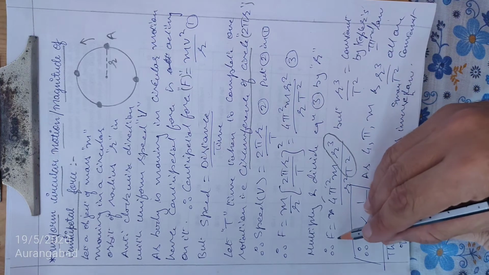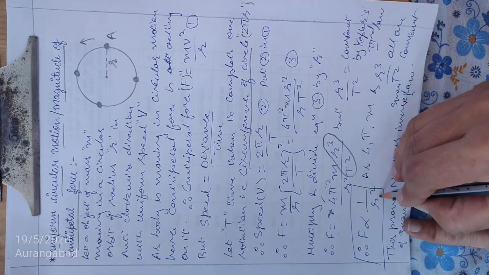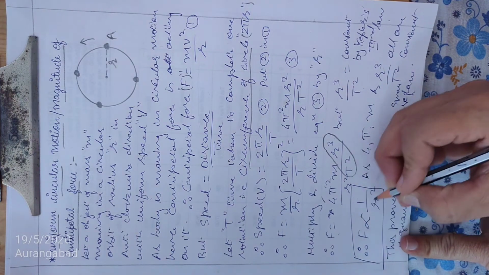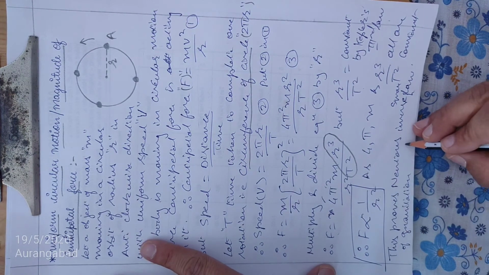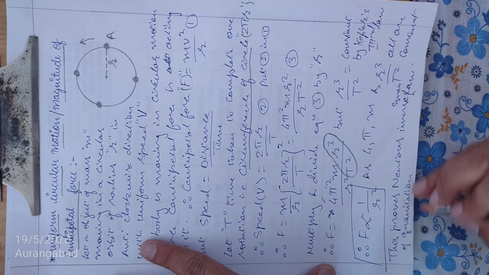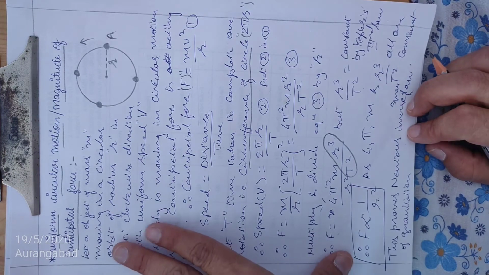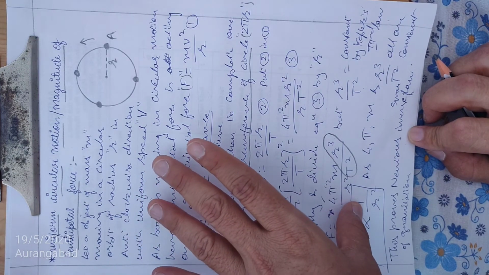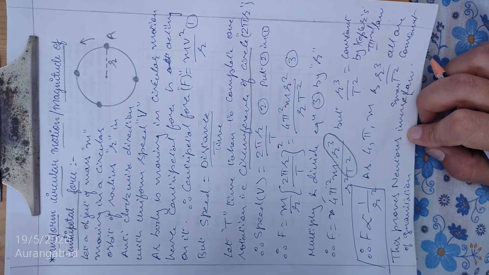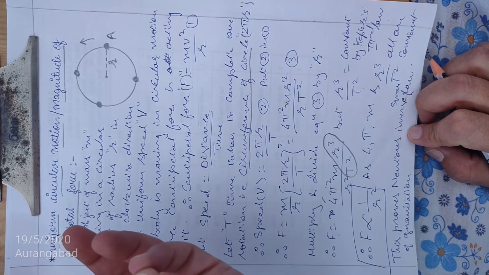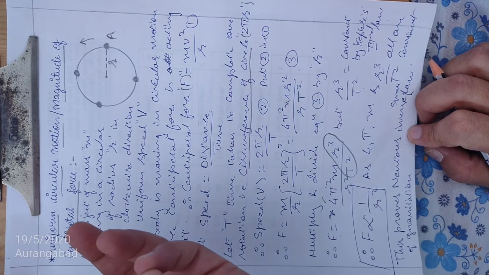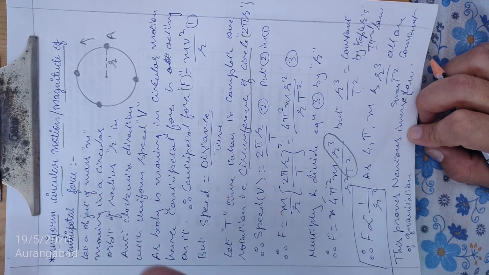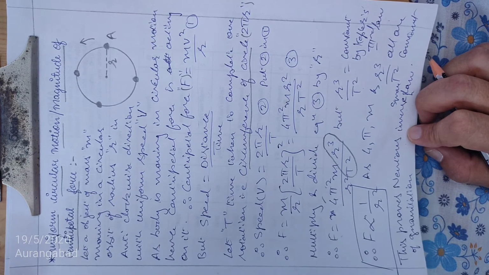Hence we say force is inversely proportional to 1 upon r square. What we say? Force is inversely proportional to 1 upon r square, and this is Newton's inverse square law of gravitation. Hence, from Kepler's law, we can prove Newton's inverse square law. And what was Newton's law? Force of attraction or gravitational force of attraction is directly proportional to the product of their masses and inversely proportional to the square of the distance. I suppose you have already learned that.